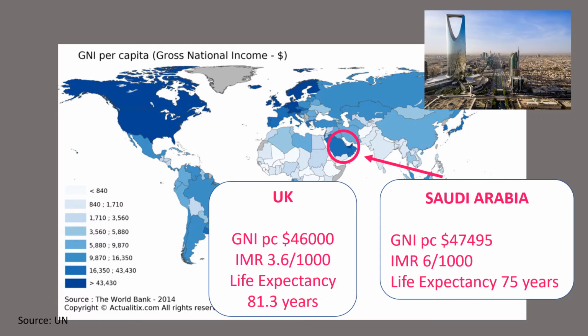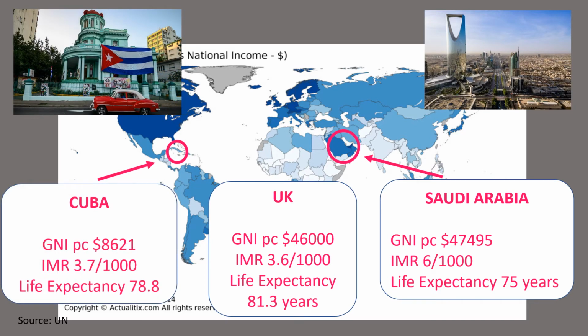On the other hand, communist Cuba is a poor country with a GNI per capita of $8,500, and we'd expect poor social development too. However, IMR is similar to the UK at 3.7, and people can expect to live on average to the age of 79. So it's most useful to use a measure of development which combines social and economic indicators to get a clearer picture of really how a country is developing.